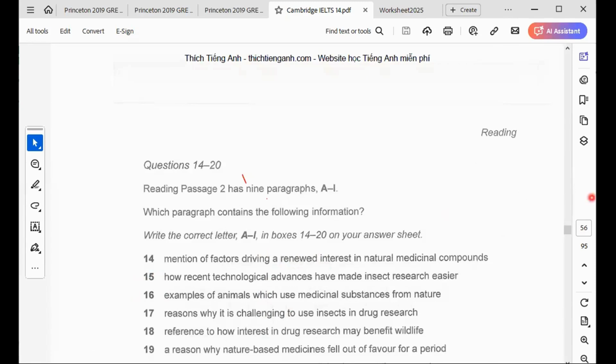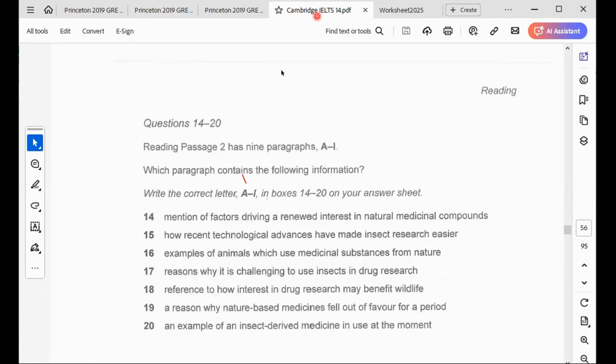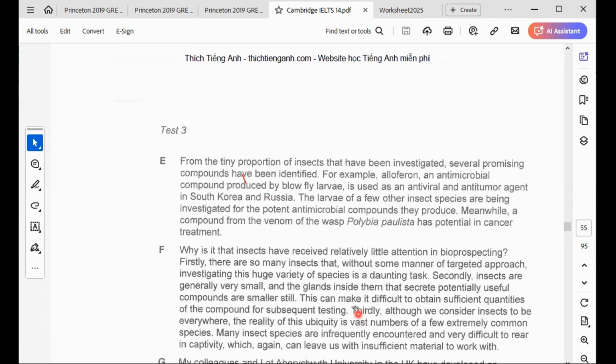Then let me see the other statements. Number 15 says how recent technological advances have made insect research easier. This one, I'm not sure yet. Number 20, an example of an insect-derived medicine in use. No, I've not seen that.